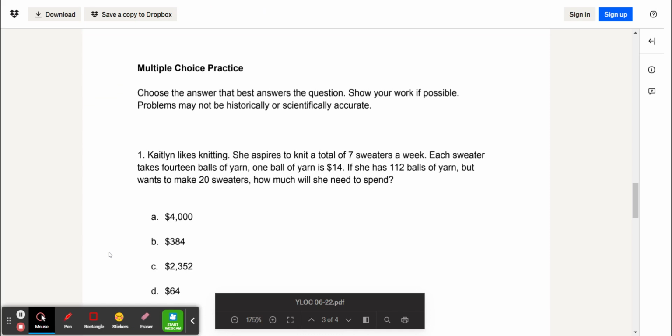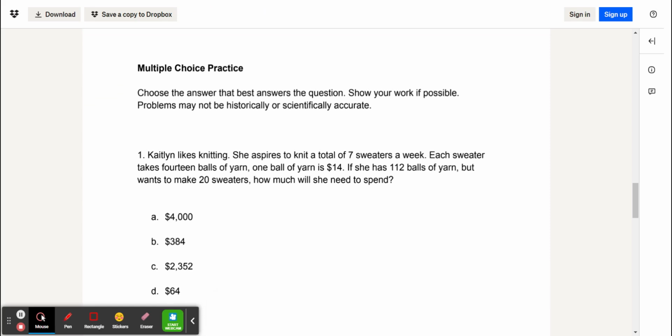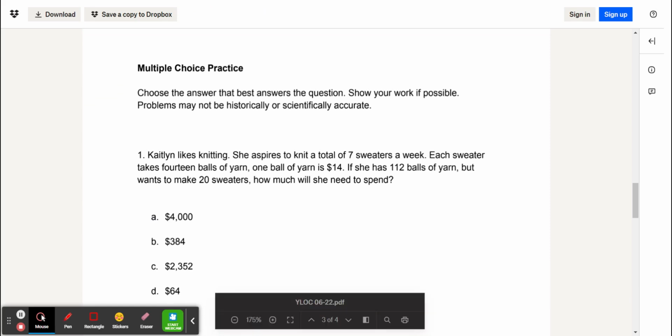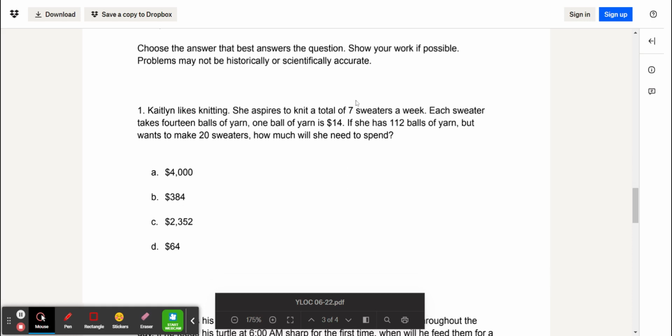Now we're moving on to the multiple choice section where we have word problems. Number 1 is Caitlin likes knitting. She aspires to knit a total of 7 sweaters a week. Each sweater takes 14 balls of yarn. 1 ball of yarn is $14. If she has 112 balls of yarn but wants to make 20 sweaters, how much will she need to spend? This 7 sweaters a week part doesn't actually change the problem, so we can ignore that.